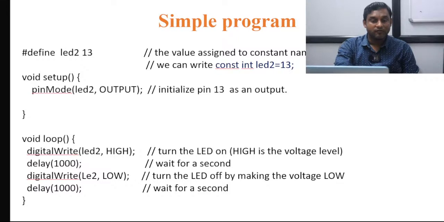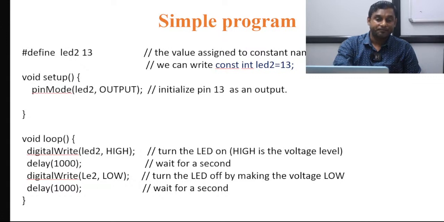Then we want to write the main program, so I am writing void loop. First I want to give a high signal to that particular pin. That means digitalWrite LED 2 HIGH. That means we will turn on the LED; I am giving a high signal to that pin. And then I wrote delay 1000. That means this LED will be high or will glow.